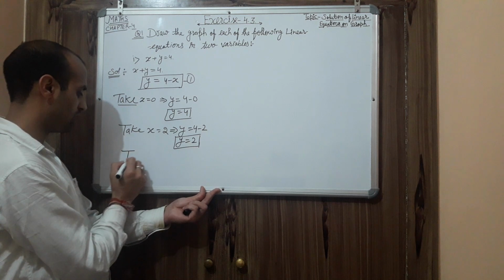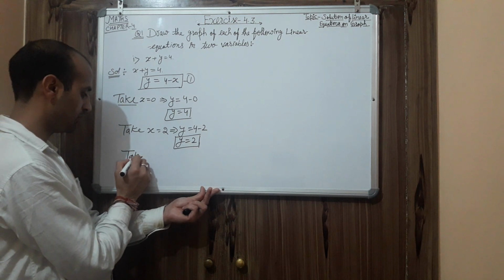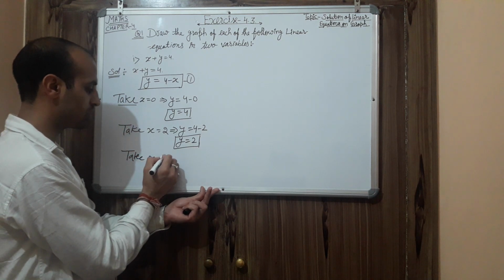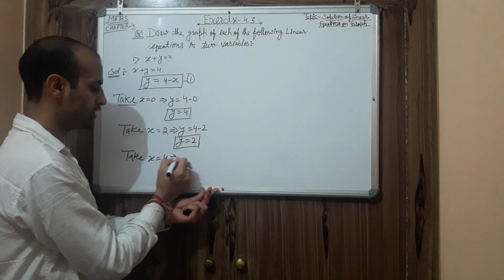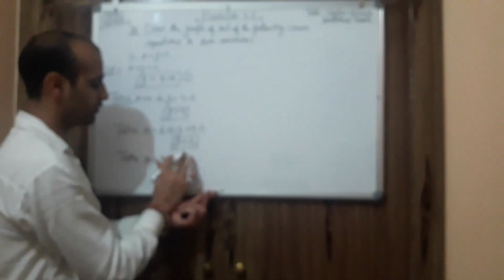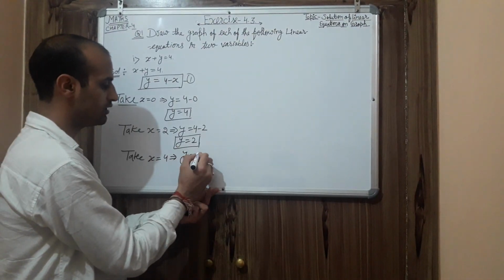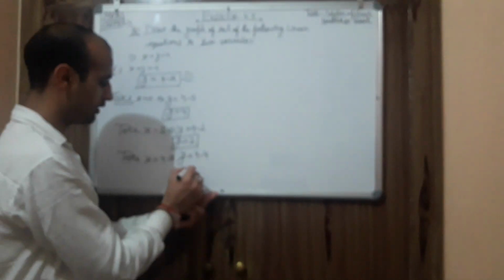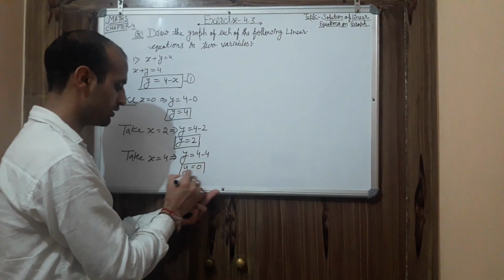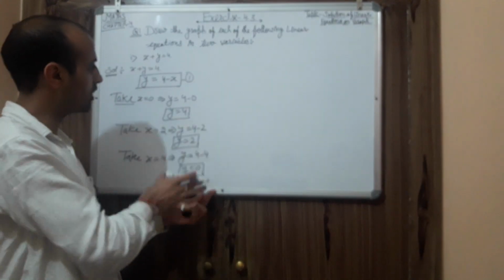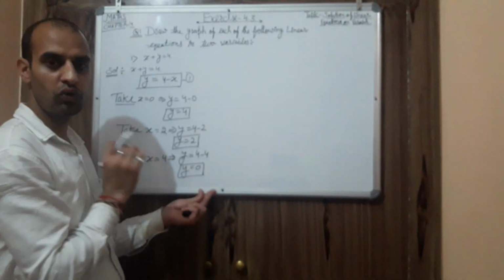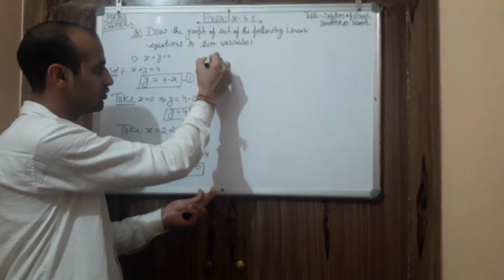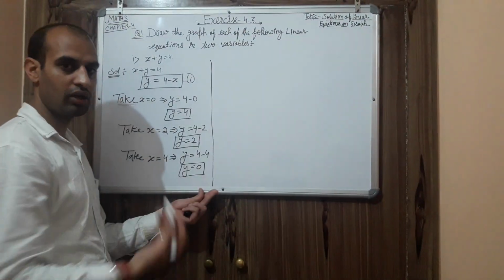So let's take one more value. Take x equals 4, which implies y equals 4 minus 4. So what will you get? 4 minus 4, you will get 0. This is your answer. These are the solutions of this linear equation in two variables. Our work is to represent all these solutions on a graph.